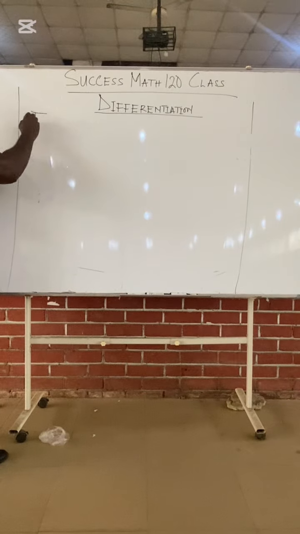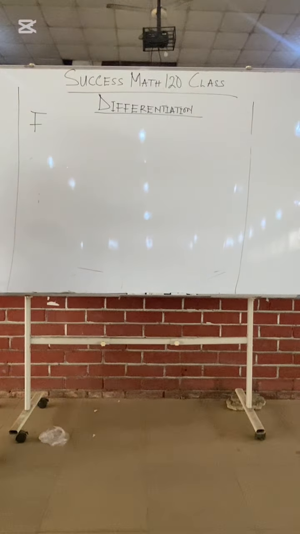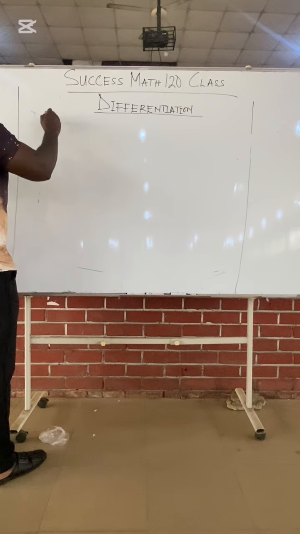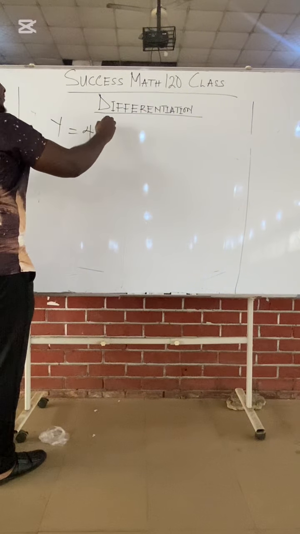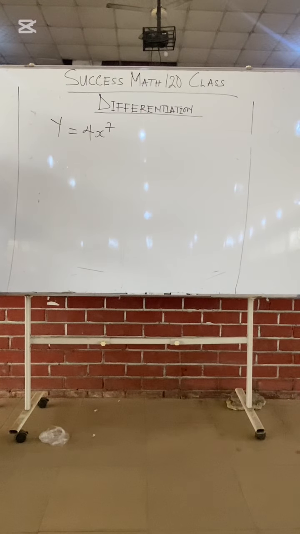Now, let's go to first principle. So I've taught you basic differentiation. But class, okay, one more thing. If they give you a function y equals 4x raised to power 7, and you have to find the third derivative. The third what?